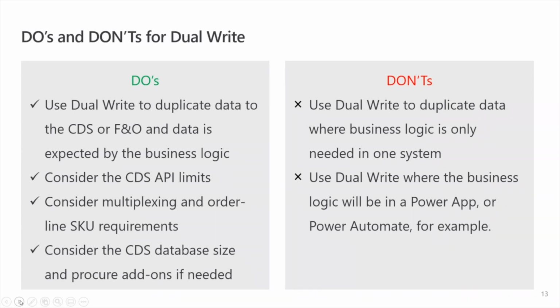Some things not to do with dual write: don't use it to duplicate data where your business logic is only needed in one of those systems, or where your business logic is going to be added into a Power App or Power Automate. If you're going to build the business logic into your app, then we don't necessarily have a dependency on that data existing, because I can query that data using virtual entities, and that would be a more cost-effective way. So, consider using dual write only when that data is really needed by the business logic that you're writing.